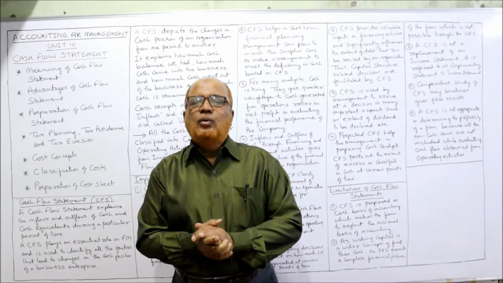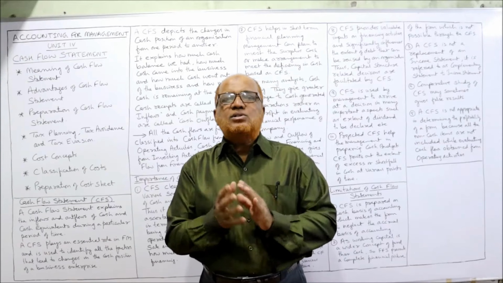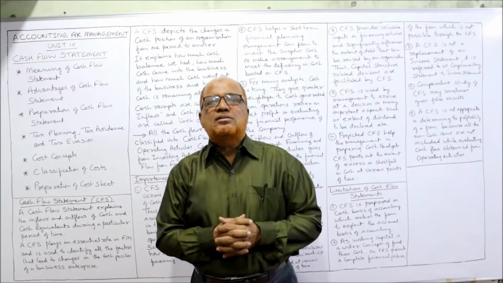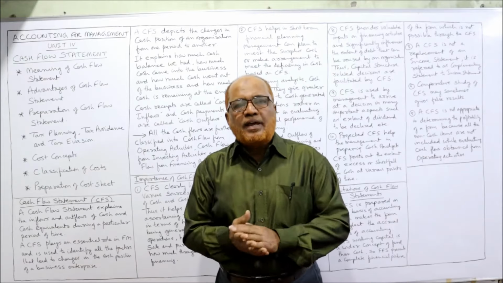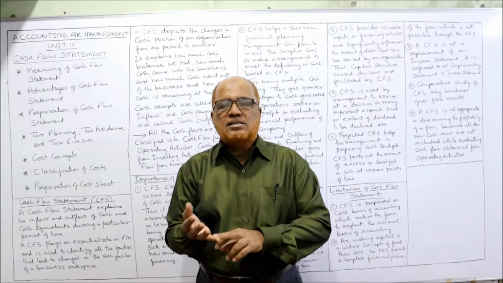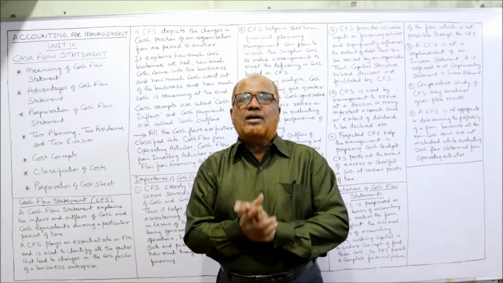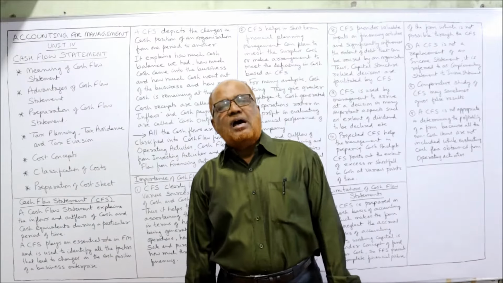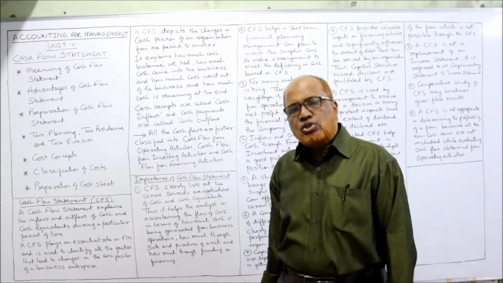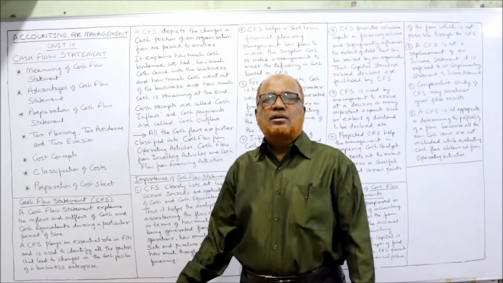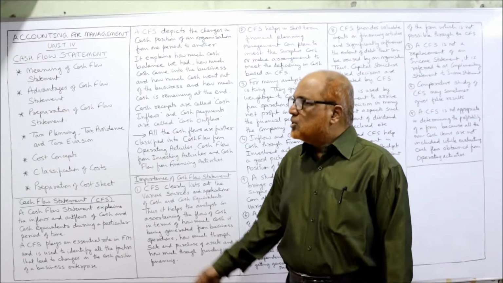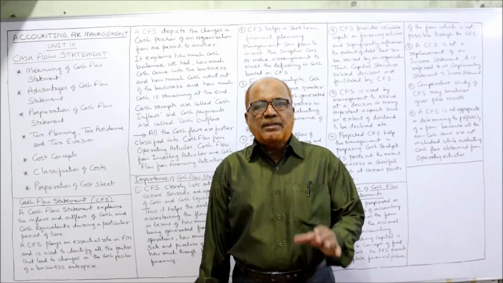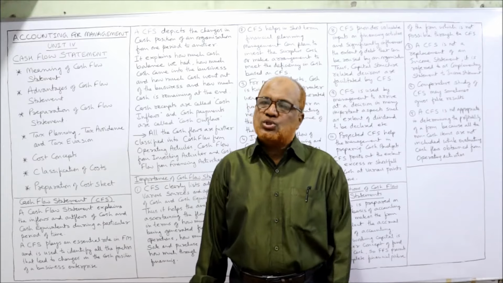Now I'm going to start unit number 4. The content of this unit is cash flow statement. The main topic in this unit is cash flow statement. I'm going to explain the meaning of the term cash flow statement, advantages, limitations, and how to prepare the cash flow statement. Then some theoretical topics are there like tax planning, tax avoidance, tax evasion. Cost concepts are there, classification of cost and cost sheet, preparation of cost sheet. So these are the topics I'm going to cover in this unit number 4. But the major portion will be on cash flow statement.